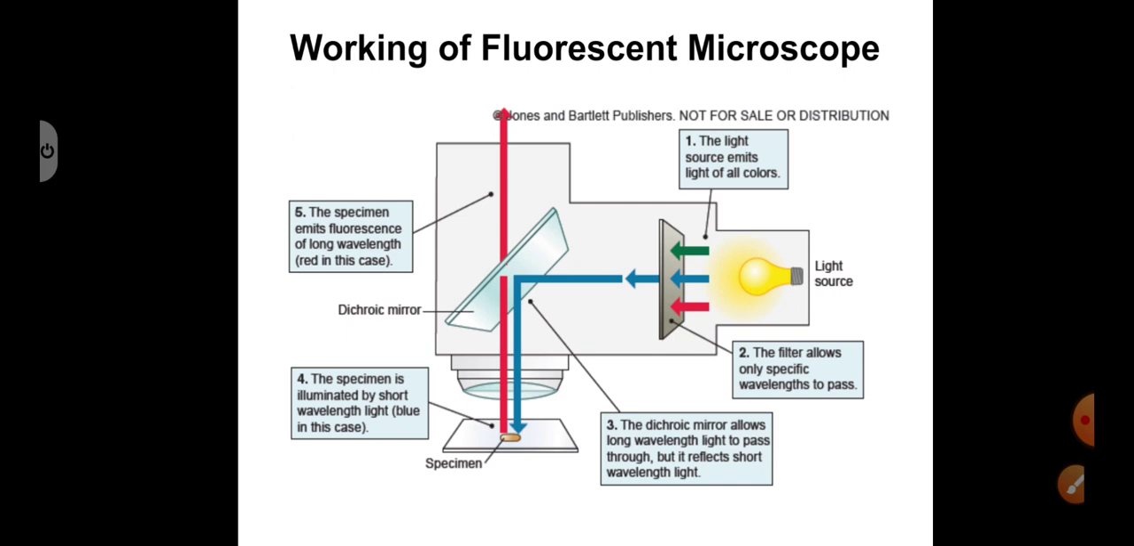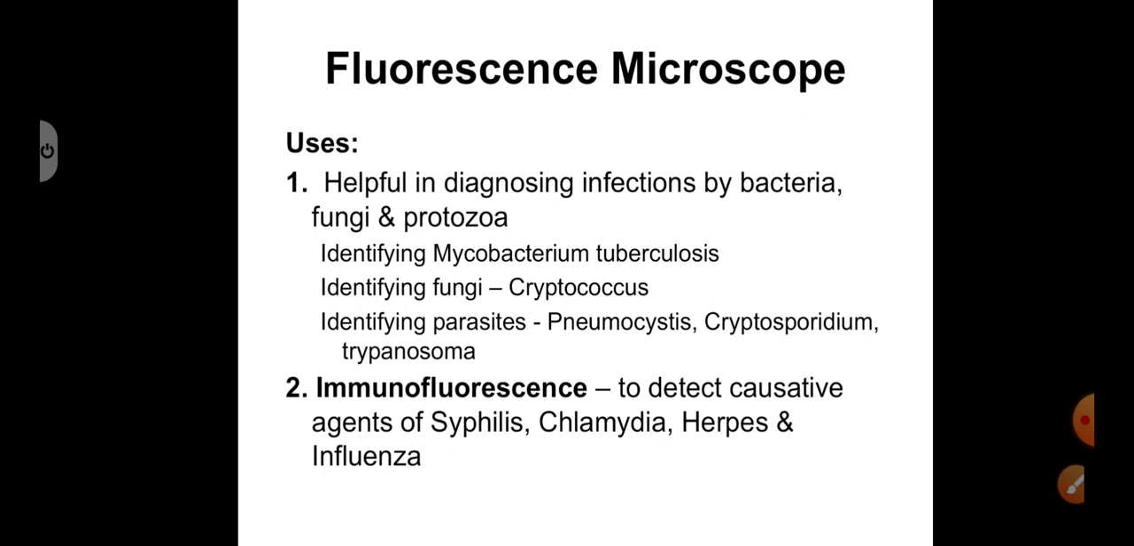Okay. Now, what are the uses of fluorescent microscope? It is useful for diagnosing a variety of infections, bacteria, fungi, and protozoa. In bacteria, it's very useful for identifying Mycobacterium tuberculosis, for identifying fungi like Cryptococcus, Candida, for identifying parasites like Trypanosoma, Pneumocystis, and Cryptosporidium, and many others.